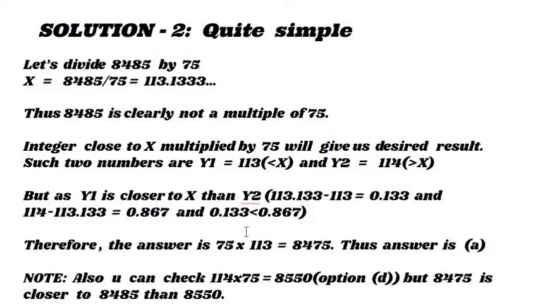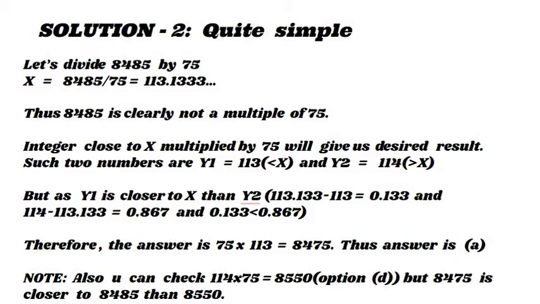So 113 is closer to x, as it is closer. If we multiply it with 75, it will give a multiple of 75, 8475, which will be closest to 8485. So the answer is A. But note here one thing.